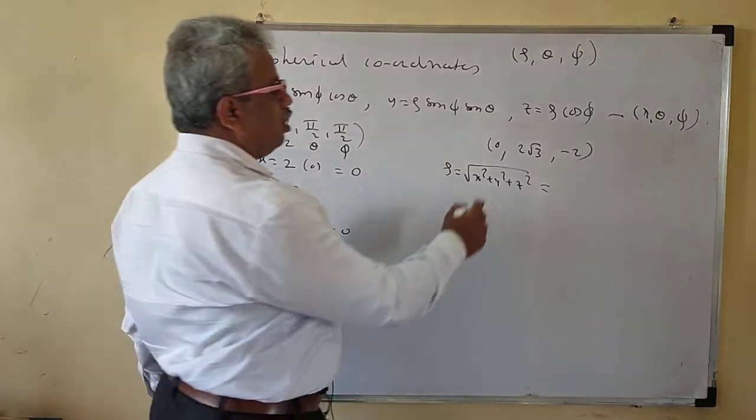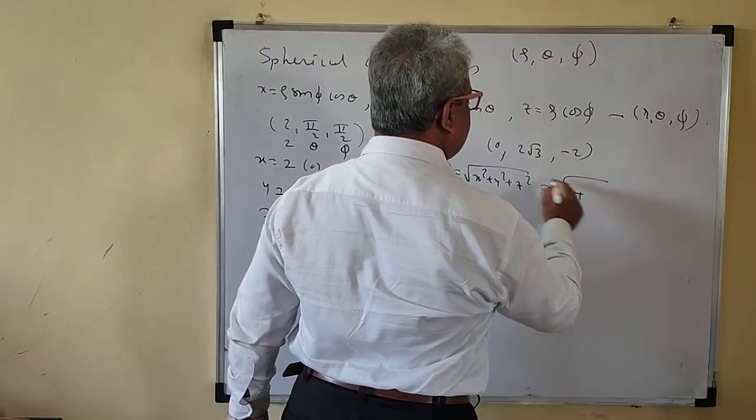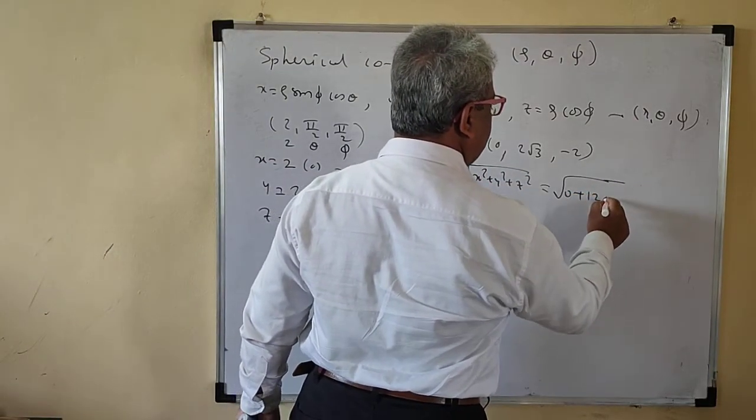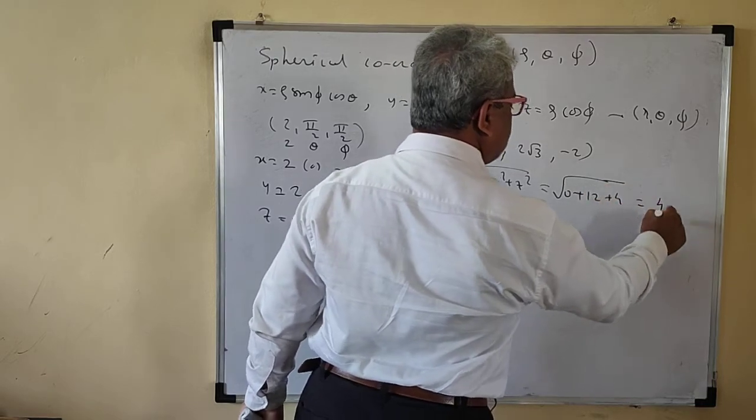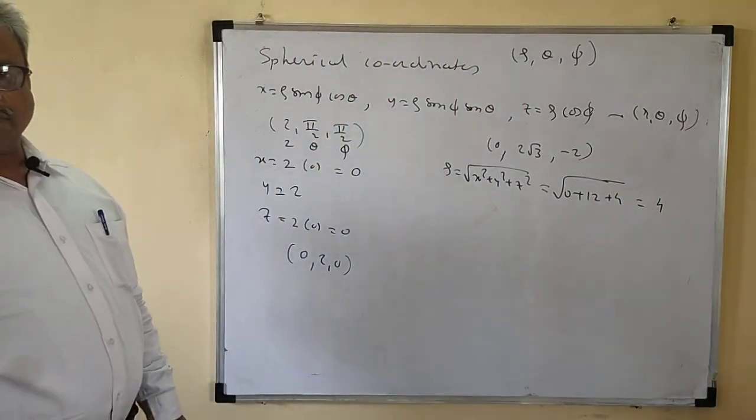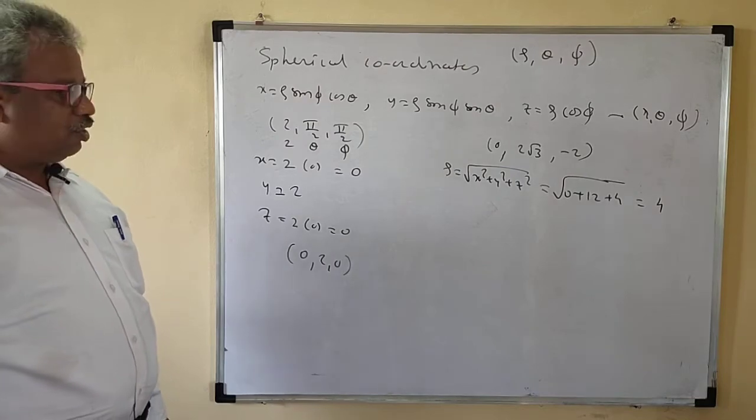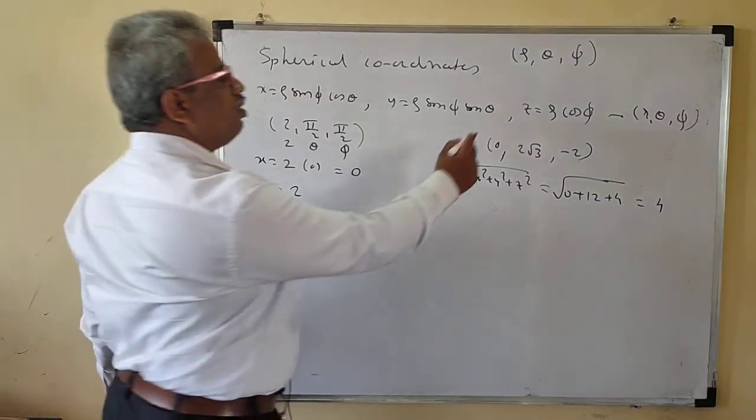So this is 0. This is 4 into 3, which is 12, and then this is 4. 12 plus 4 is 16. Root of 16 is 4. Your rho is 4.